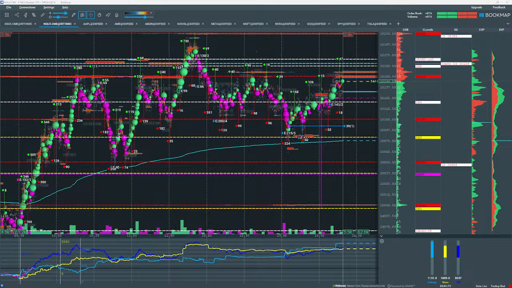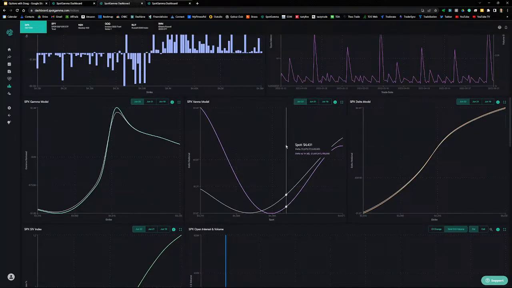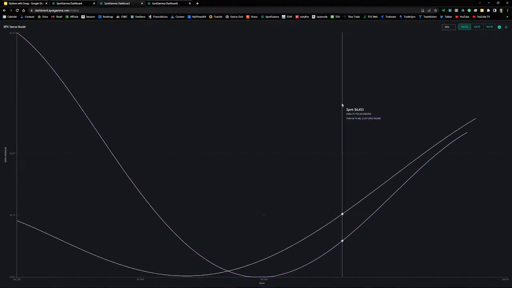I've talked about shifts in levels. Let's take a look at the Vanna model now to see how market makers are positioned at the beginning of the day. So this is the Vanna model. We'll take a look for SPX, SPY, and QQQ.